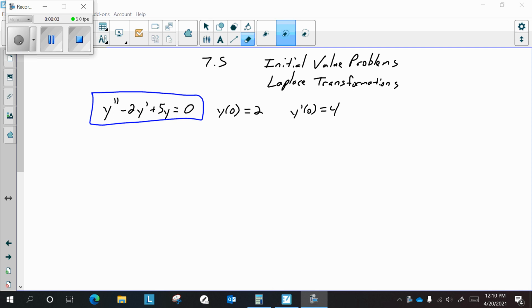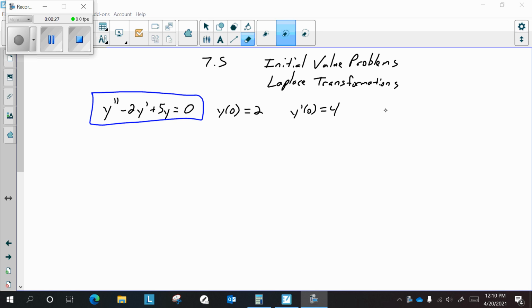Now that we have looked at taking the Laplace transforms and the inverse Laplace transforms, let's see how this can be applied to a differential equation. So here we're given a homogeneous differential equation, and it doesn't really necessarily matter that it's homogeneous, but it is because we have 0 on the right side, and we have two initial conditions, an initial condition for our function and an initial condition for our derivative.